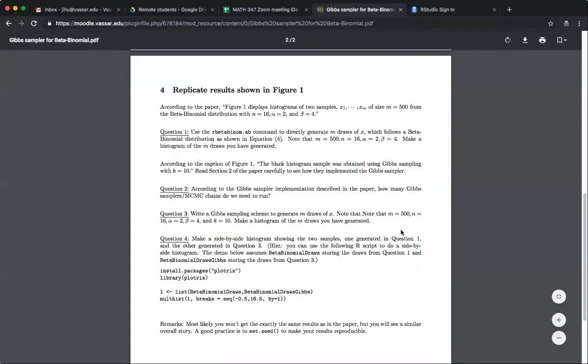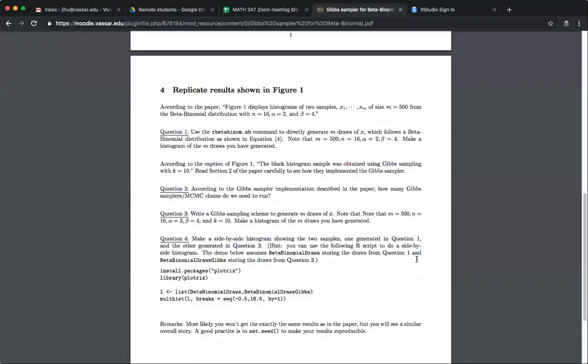So I think many of you are moving to the Gibbs sampler part. So maybe let me just ask really quick for question 3. According to the Gibbs sampler implementation that they described in the paper, how many Gibbs samplers or MCMC chains do you need to run? 500, right? So it's very important to read it carefully. What they say in figure 1 is they display 2 samples of size m equals 500. And then they have specifications, right? So n is 16, alpha is 2, and beta is 4. So you have to use all of them, follow what they use. That's what we mean by replicating the results.